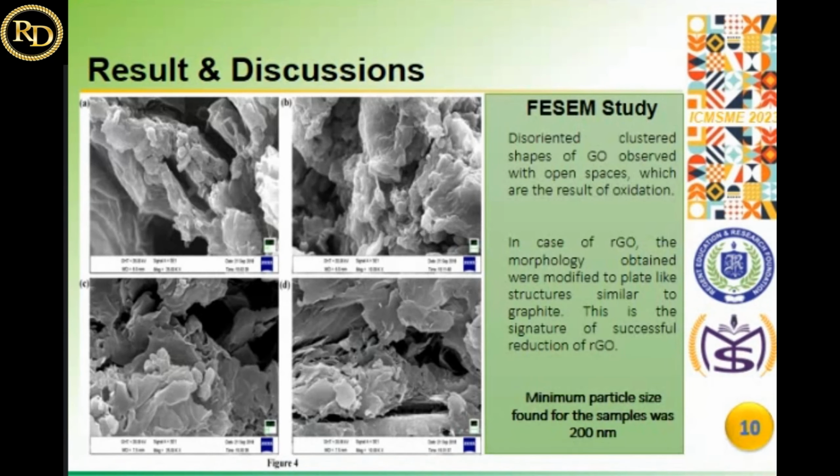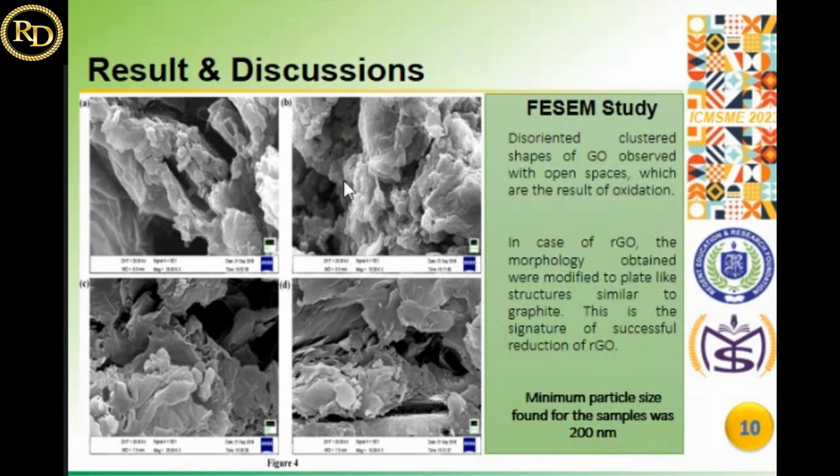This is the electron microscopic structure. Here we can see figure A and figure B. These are for GO, that is graphene oxide, where we can see certain disoriented clustered shapes, but they are crystalline in nature and there are lots of open spaces, and these are mainly the result of oxidation.